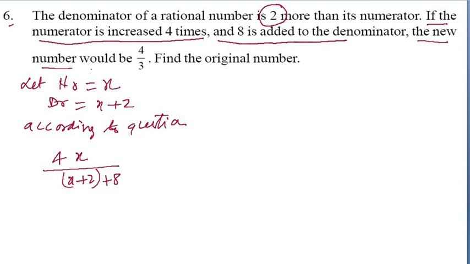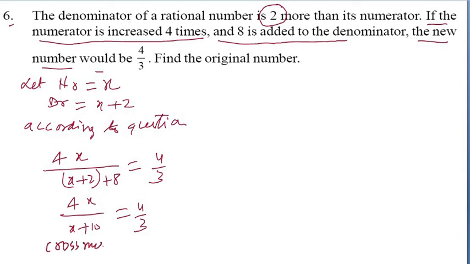The new number would be 4 by 3. So you can write here 4 by 3. Let us see what will happen. It is 4x over x plus 10 and it will be 4 upon 3. Now do the cross multiplication. So 3 multiplied by 4x is equal to 4 multiplied by x plus 10.